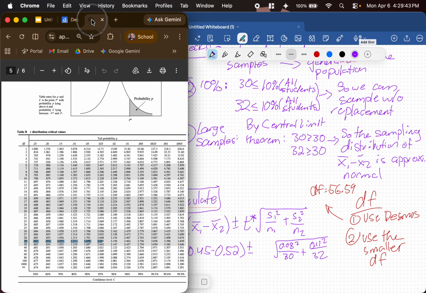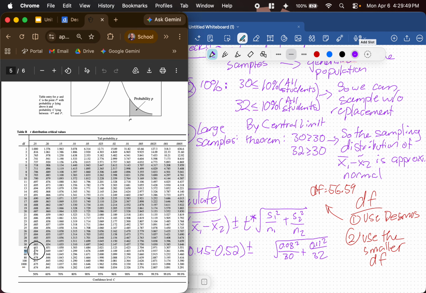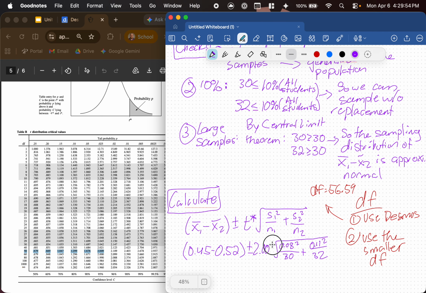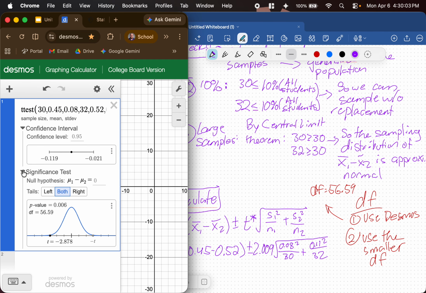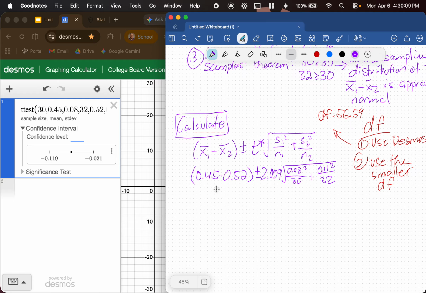We can also just use our smaller degree of freedom. Let's just use that, fill it in. It's not going to make that big of a difference here. Because we can even see we would just end up using 50 here. So we can just put in 2.009, call it a day. I guarantee this result is going to be very close to what Desmos uses here. Desmos is going to tell us for a 95% confidence interval that the interval is negative 0.119 to negative 0.021. All right, conclude.